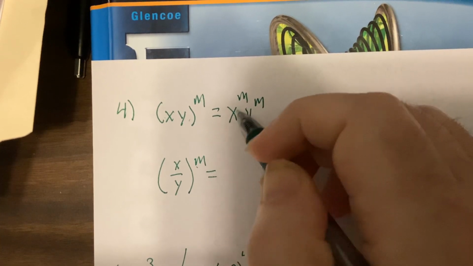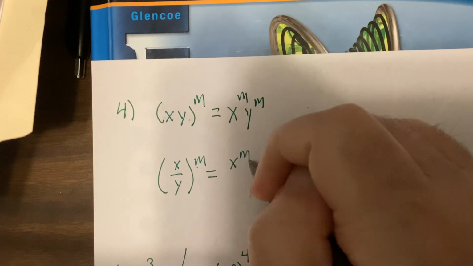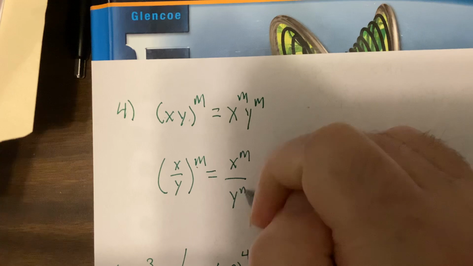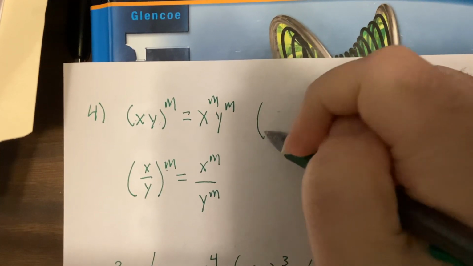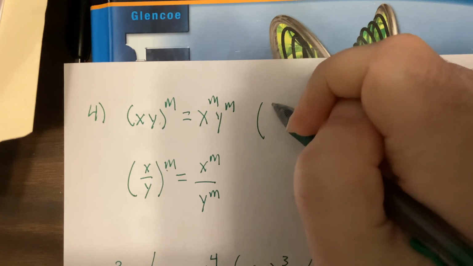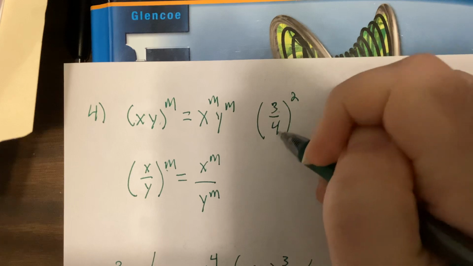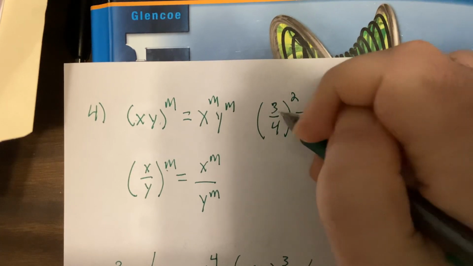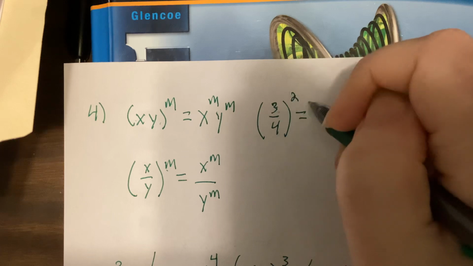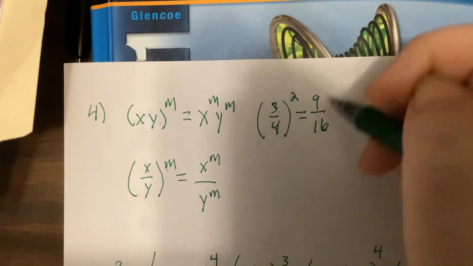So this would be x to the m, y to the m. This would be x to the m divided by y to the m. So if I have, let's say, 3/4, and I want to square it, you could write it twice, multiply it together, or you could just say square both things. 3 squared is 9, 4 squared is 16.